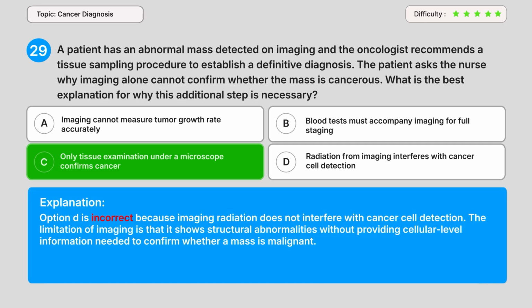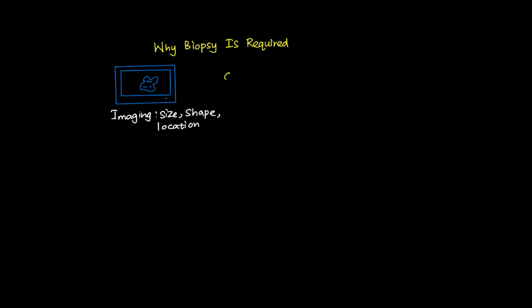Option D is incorrect because imaging radiation does not interfere with cancer cell detection. The limitation of imaging is that it shows structural abnormalities without providing cellular-level information needed to confirm whether a mass is malignant. A mass shows up on imaging, and the patient wants to know why the scan alone can't confirm cancer. Fair question. Here's the answer. Only tissue examination under a microscope can definitively confirm cancer.